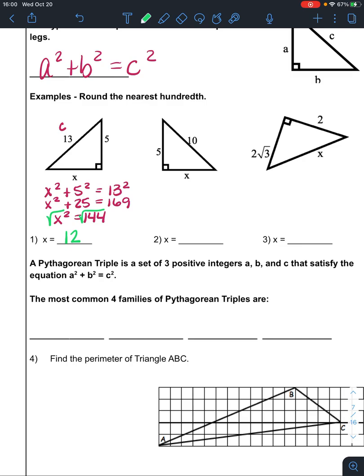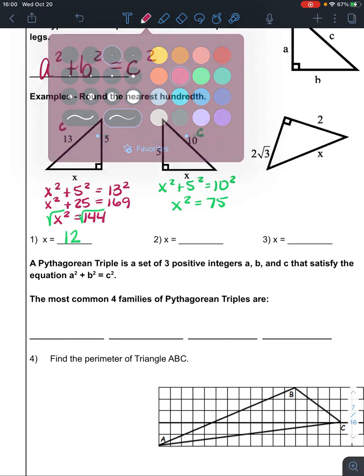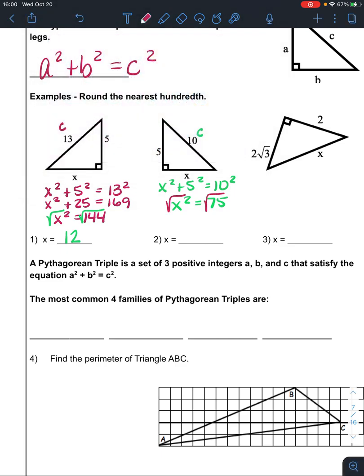So for number 2, we have our hypotenuse is 10. So we have x squared plus 5 squared is equal to 10 squared. So 10 squared is 100 minus 5 squared, which is 25, gives us x squared is equal to 75. And then you would take the square root of both sides. And so the square root of 75, it says to round to your nearest hundredth. The square root of 75 would be 8.66. Two decimal places is your hundredths place, 8.66.